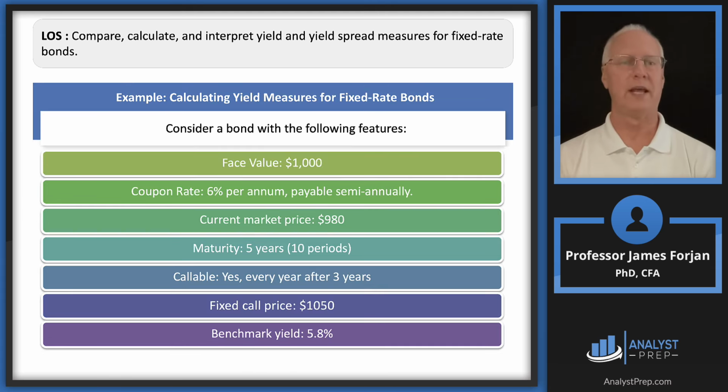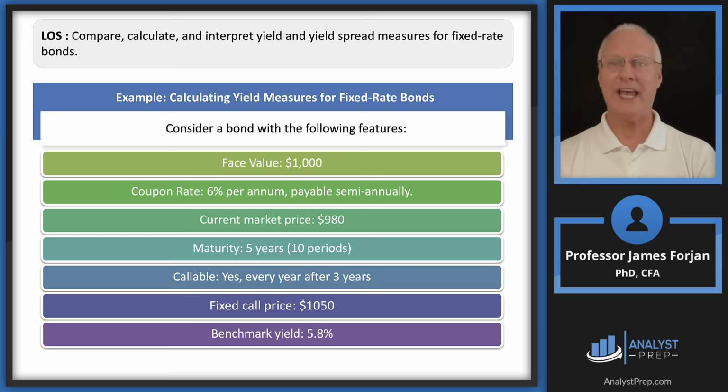Let's work through an example here. We have a bond, face value of $1,000, coupon rate 6%, paid semi-annually. So 6% would be $60 every year. Chop that in half. That'll mean $30 every 6 months. Market price $980, maturity in 5 years. But look at the next one there. It's callable every year after 3 years.